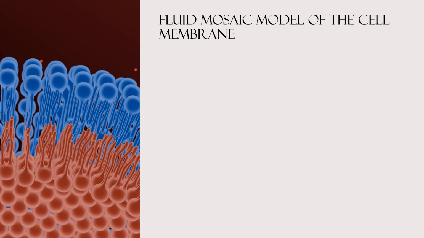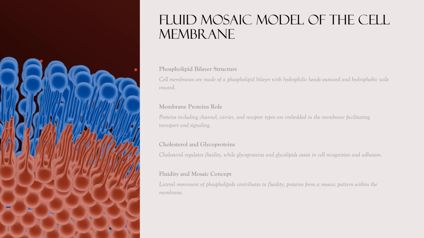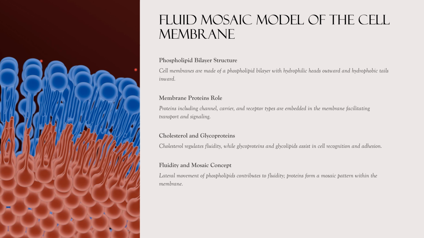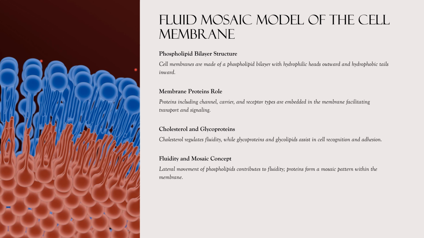Fluid mosaic model of the cell membrane, diffusion, osmosis, and active transport. The fluid mosaic model describes the structure of cell membranes. Membranes consist of a phospholipid bilayer with hydrophilic heads facing outwards and hydrophobic tails facing inwards. Embedded within this bilayer are proteins, including channel proteins, carrier proteins, and receptors. Cholesterol molecules regulate membrane fluidity, while glycoproteins and glycolipids are involved in cell recognition and adhesion. The term fluid reflects the lateral movement of phospholipids, and mosaic refers to the patchwork arrangement of proteins.